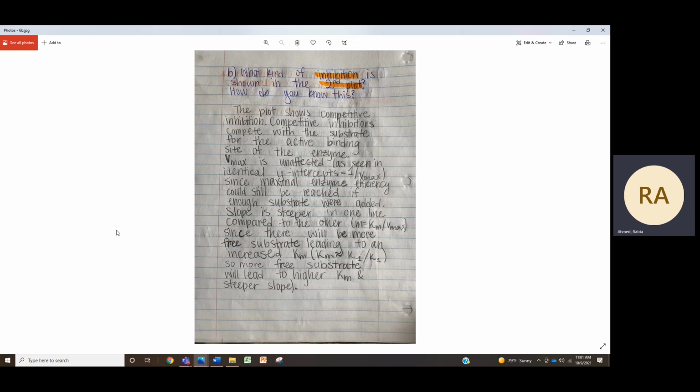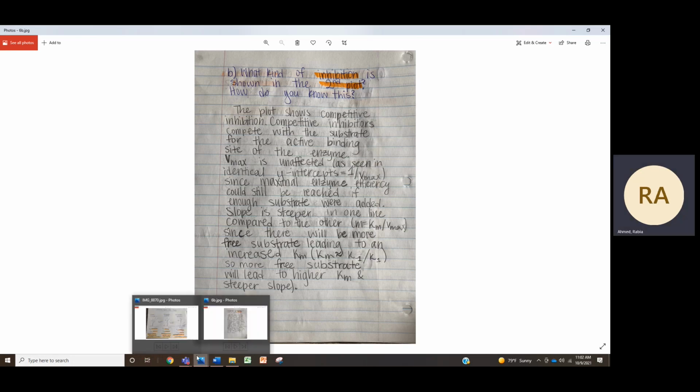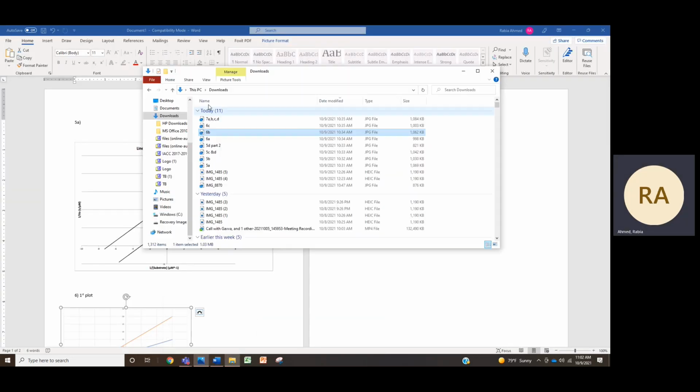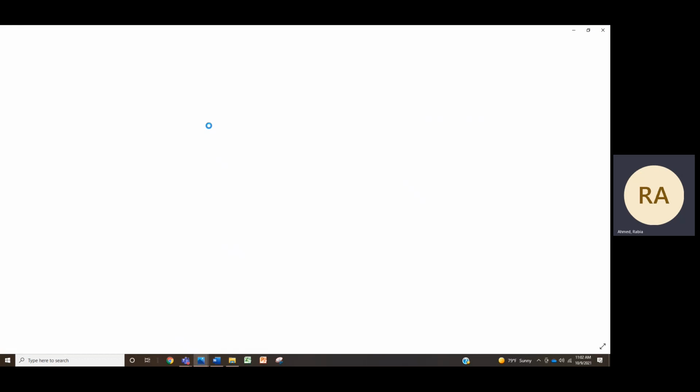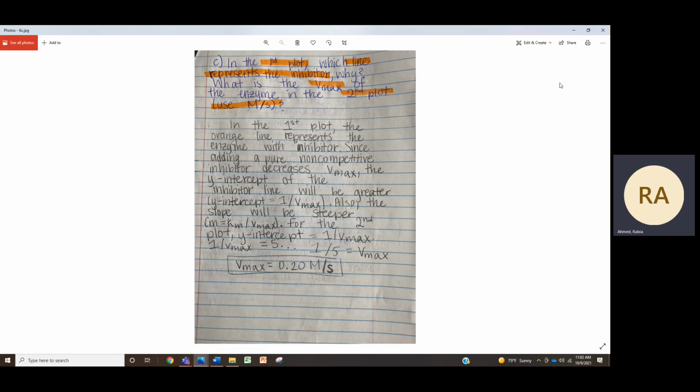And then 6c. Let me X this out really fast. Okay. So in the first plot, which line represents the inhibitor and why? What is the Vmax of the enzyme in the second plot, and use molar over second?